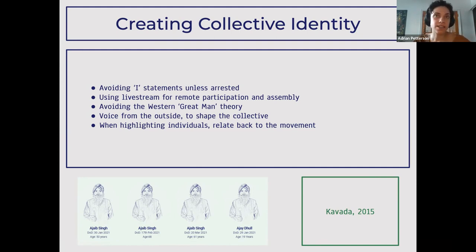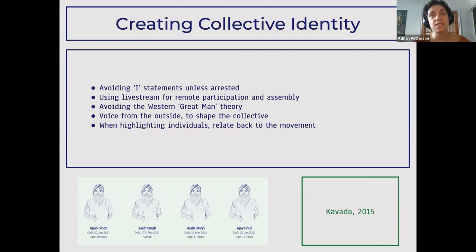That's why a voice from the outside to shape the collective is really key. It shows that there's a united front, and it's not a bunch of individuals. We are greater than the individual parts. And when individuals are being highlighted, make sure it's because it's going to strengthen the movement.